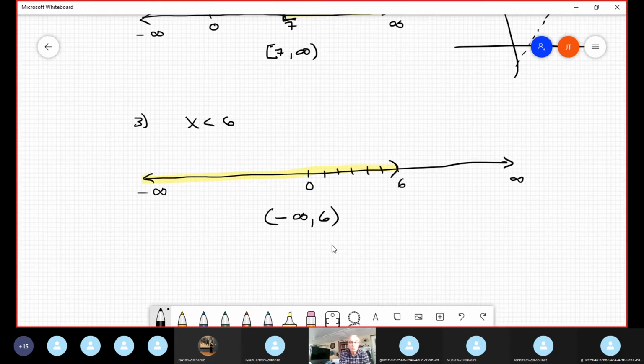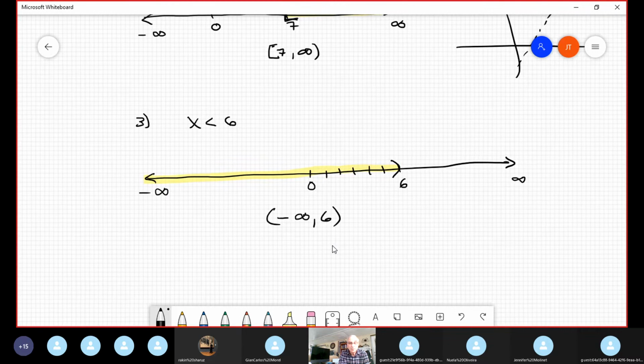Professor, you use the bracket when it has the equal sign, right? Absolutely. The convention is equal sign, bracket. No equal sign, parentheses. Thank you, Professor.